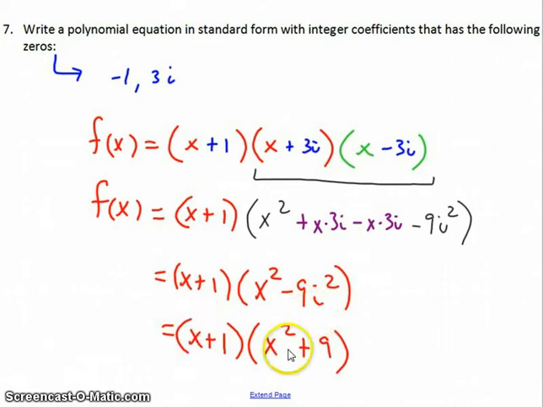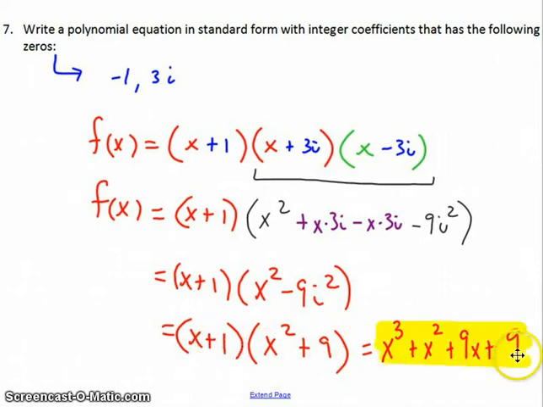So now x times x squared. Well, that's going to be x cubed. 1 times x squared is x squared. x times 9 is 9x. And the last thing here, 1 times 9 is 9. That's done.